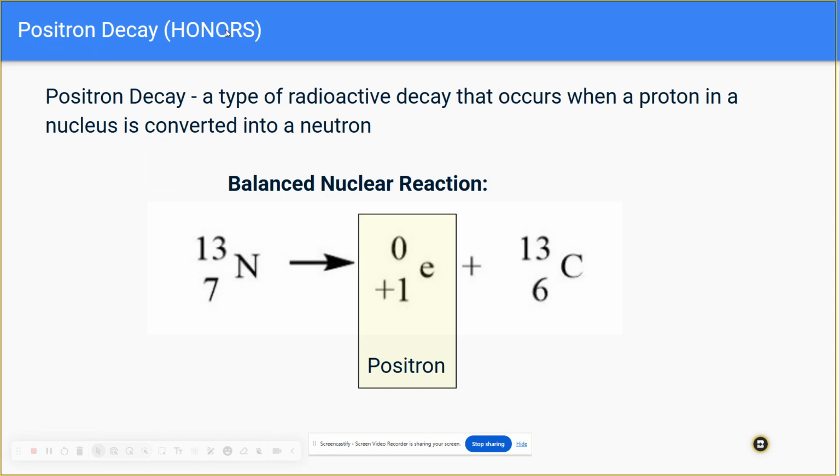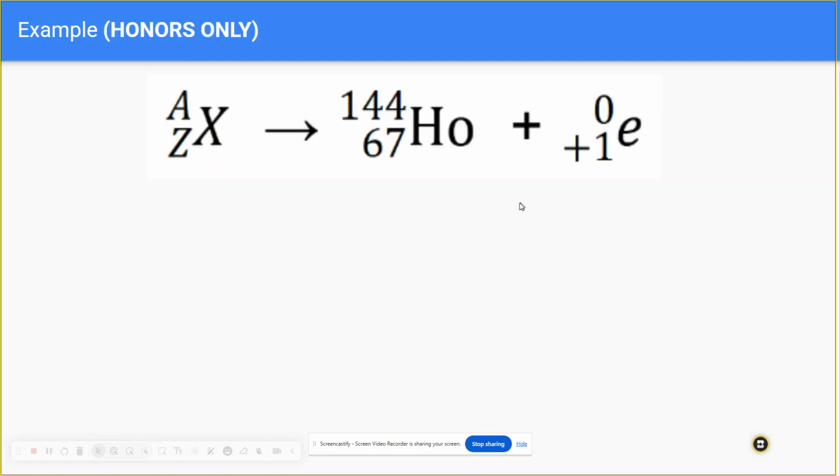Now, for honors, I want y'all to look at the third type, positron decay. This is a type of radioactive decay where a proton is converted into a neutron. So this is the positron. We have our initial atom, it emits a positron, and in the process, one of the protons becomes a neutron. So the mass doesn't change, only the number of protons changes. So we go from 7 down to 6, and in the process you have a positron that's emitted. So we do the same kind of math we've been doing. 144 plus 0 will give you 144. 67 plus 1 is 68. Use the periodic table to find the symbol for that.